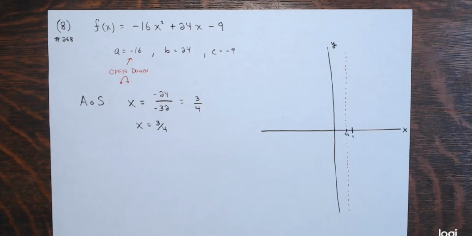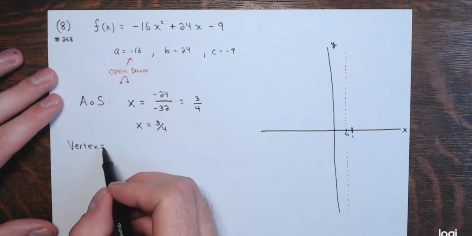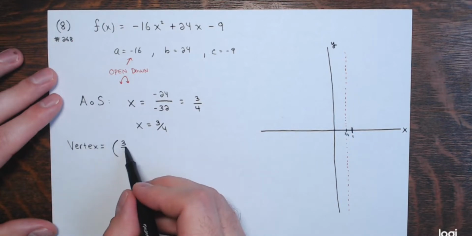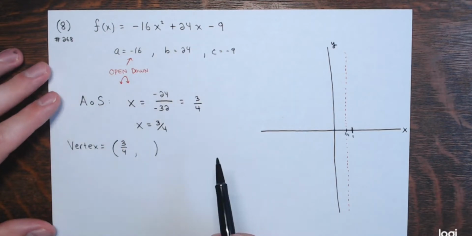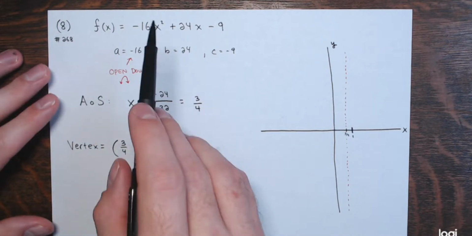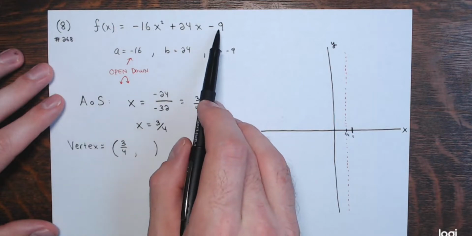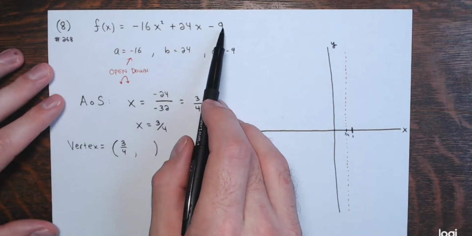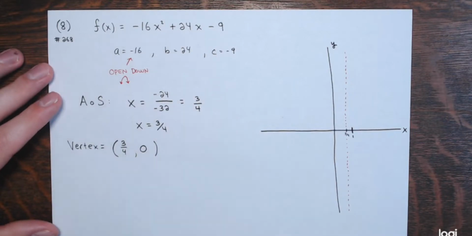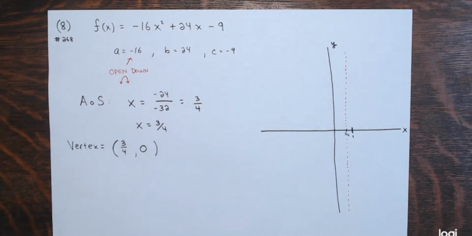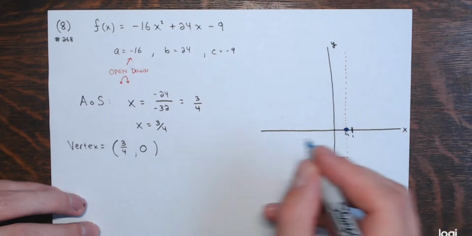All right, now the intercepts. Oh, vertex, sorry. Vertex first. Now that I have the axis of symmetry, the x-coordinate will be 3/4. And the y-coordinate is going to be what do I get when I plug in 3/4? Well, 3/4 squared is 9/16. So this is negative 9. Plus that negative 9 would be negative 18. And then 3/4 times 24 would be positive 18. You get 0. 3/4 comma 0. So the vertex here is also the x-intercept.